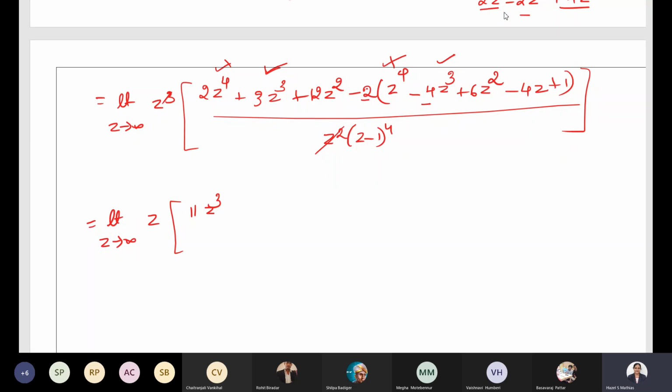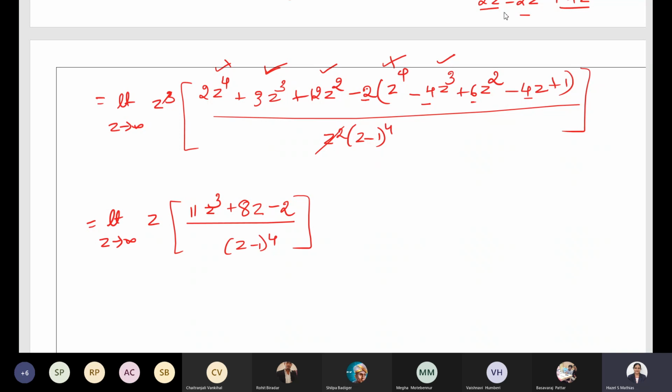Afterwards here 12Z square and here we have minus 12Z square. So that Z square also gets cancelled. Then we have minus 2 into minus 4Z. 4 2s are 8, so it is plus 8Z. We get 8Z. Then minus 2 into 1, so it is minus 2. So this is what we get after we cancel out a few terms in the numerator.